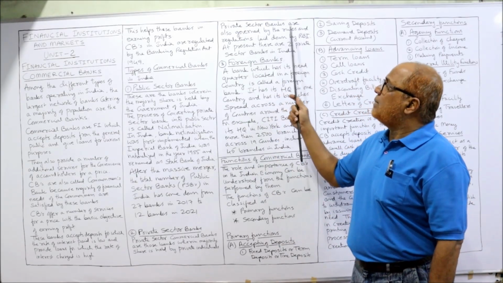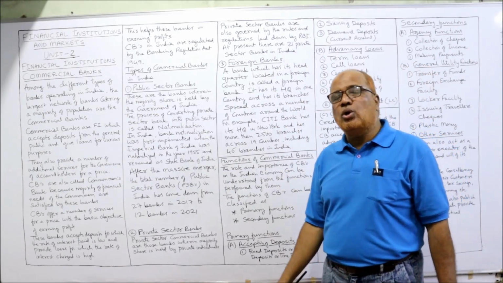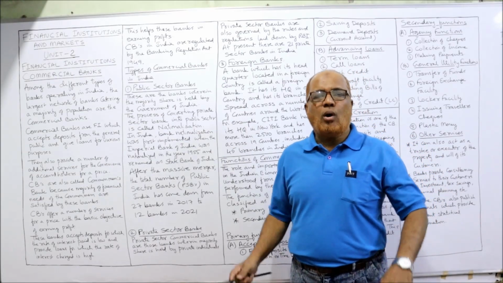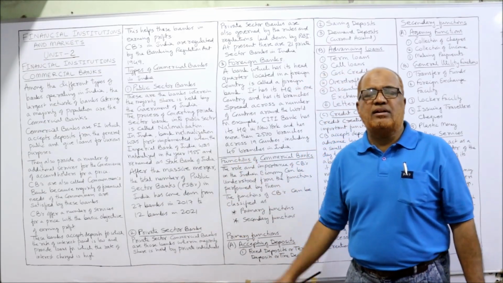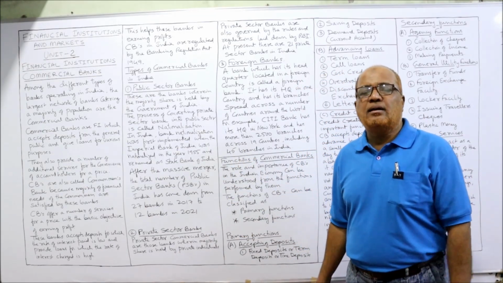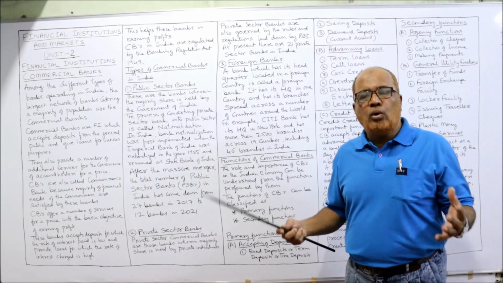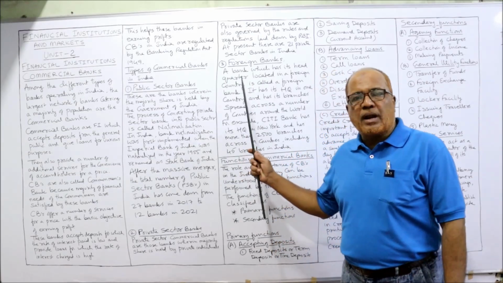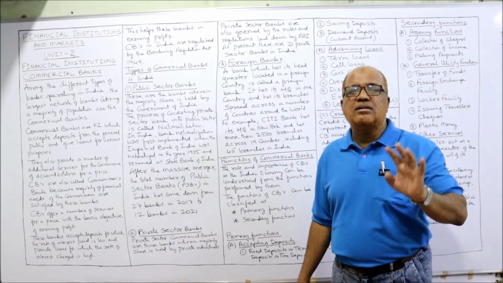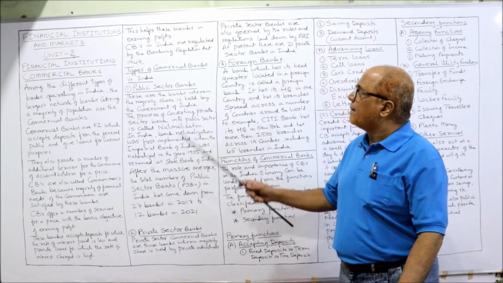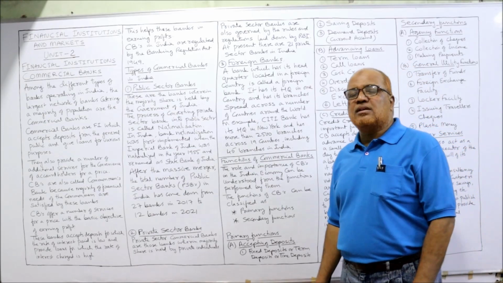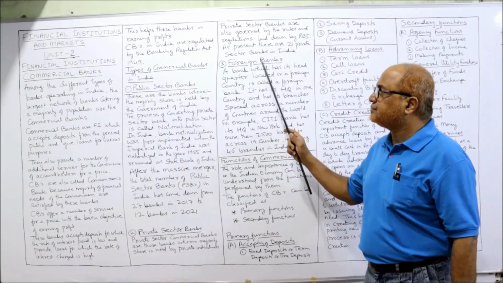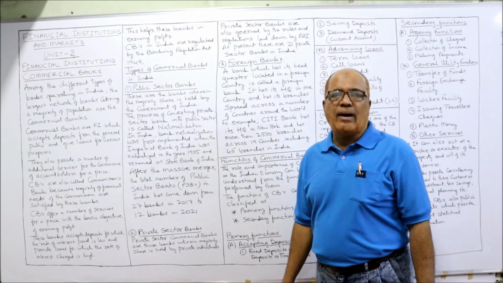Now private sector banks are also governed by rules and regulations. You should not think that private sector banks are outside the ambit of law. No, all the banks, whether public sector or private sector, are governed by the Banking Regulation Act 1949. The only difference is public sector banks are owned by the government, whereas private sector banks are owned by private individuals. That is the only difference. Now, at present, 21 private sector banks are operating in India. The last one is foreign banks.